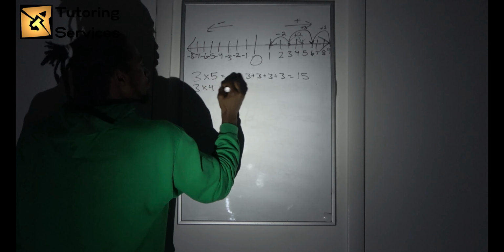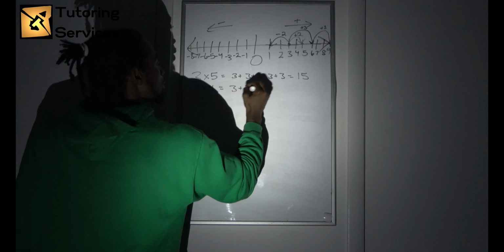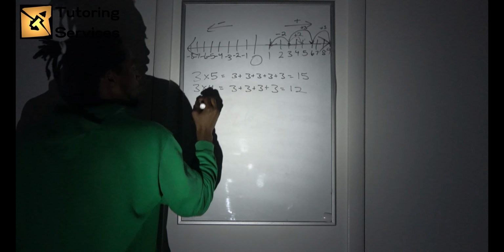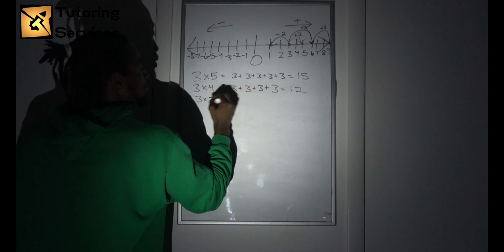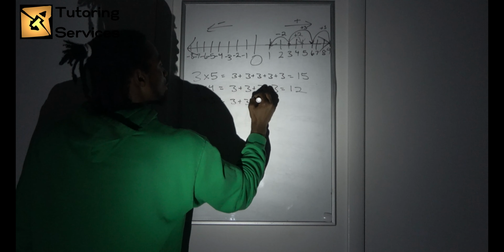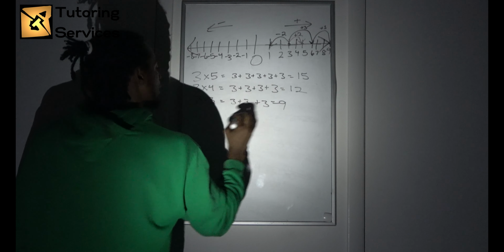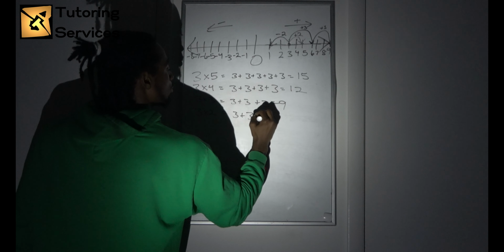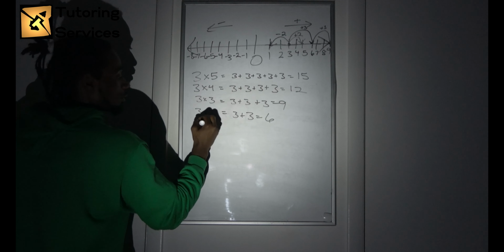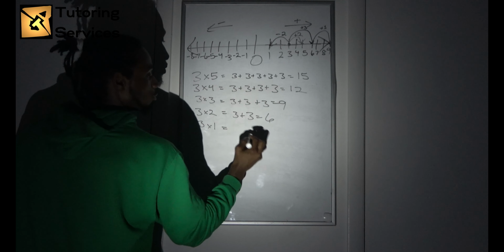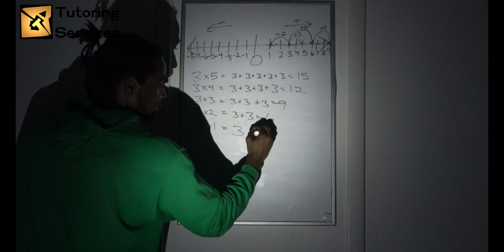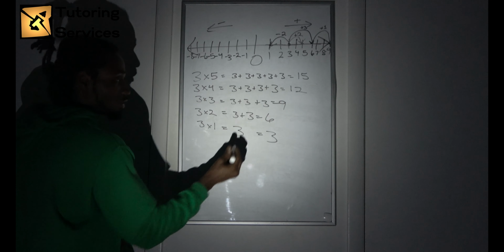3 times 4 equals 3 plus 3 plus 3 plus 3, which is 12. 3 times 3 equals 3 plus 3 plus 3, which is 9. 3 times 2 equals 3 plus 3, which equals 6. 3 times 1 equals, we just have it as 3, which we know equals 3. You only add it one time.